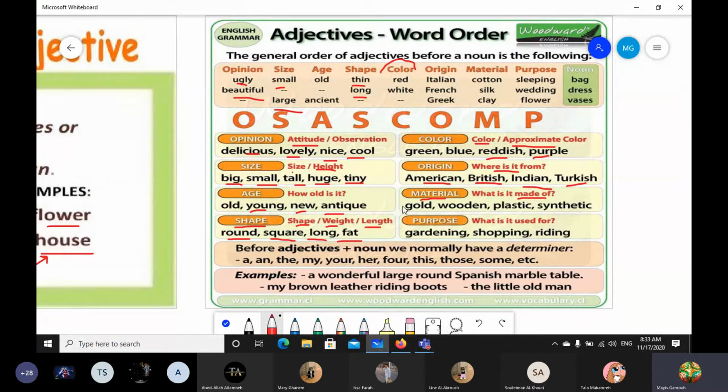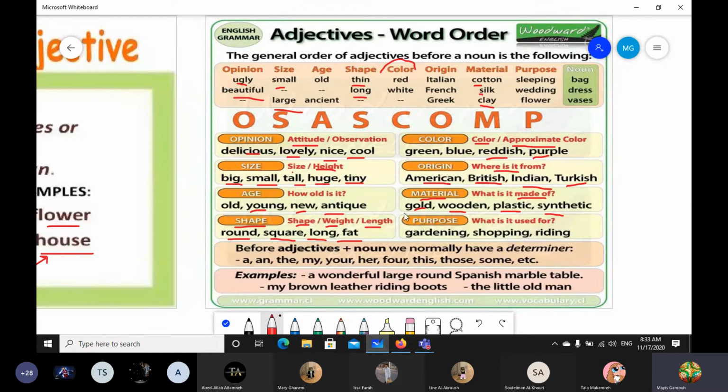Such as here, is it made from gold? Is it made from wood, plastic, synthetic? Or here we have other examples: from cotton, from silk, from clay. So the material means what this thing that I am talking about is made of.